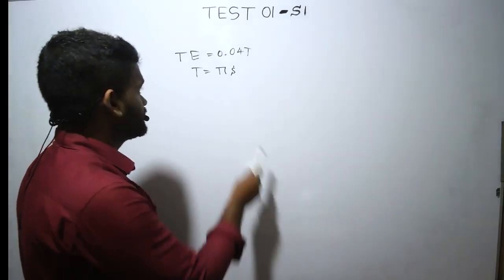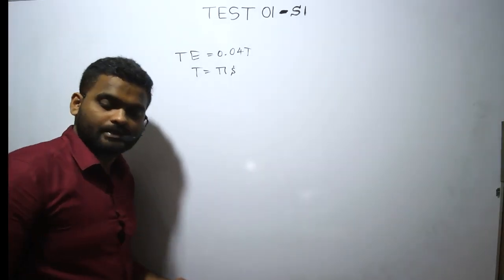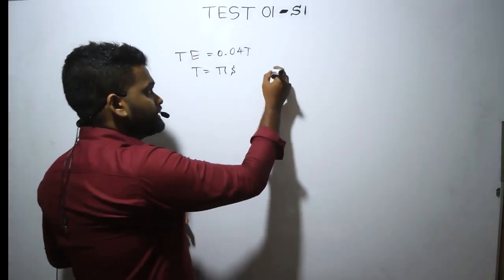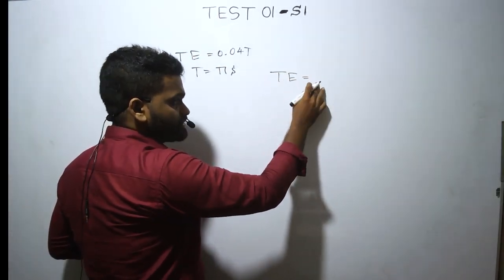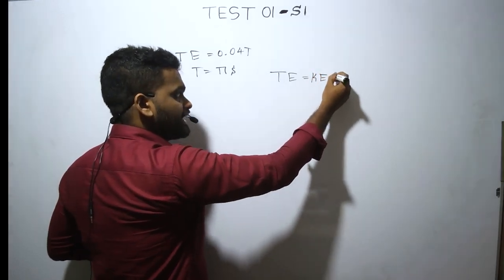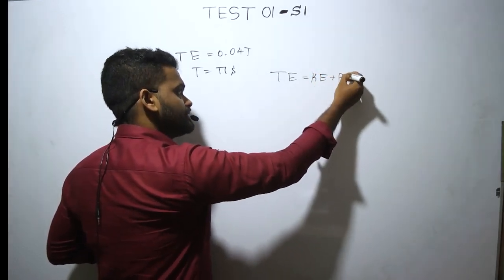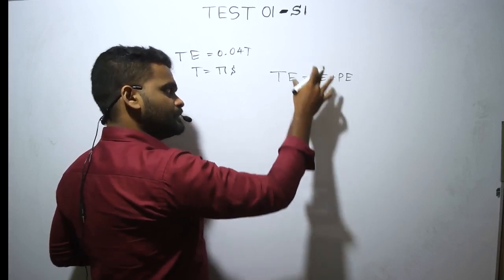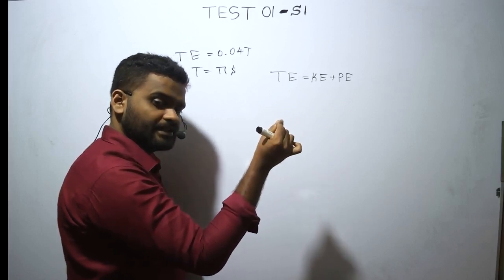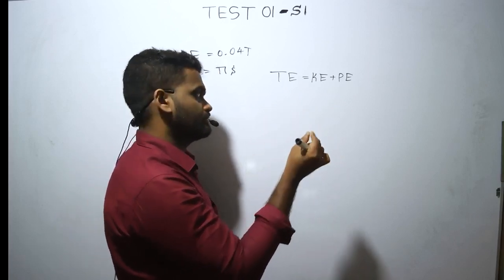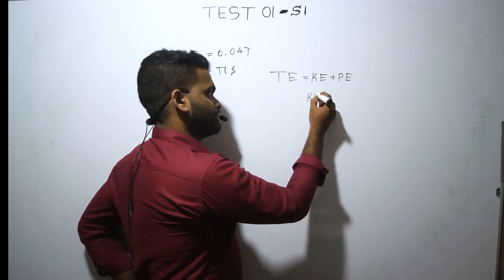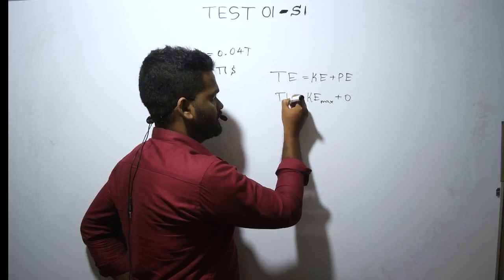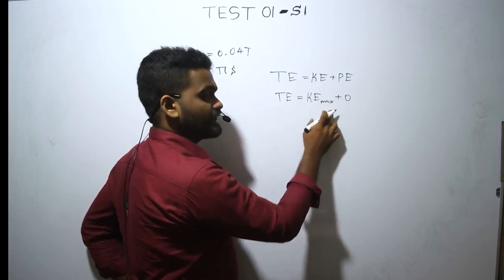So, time period is given. They are asking about amplitude, and the total energy also is given. We know that total energy of simple harmonic motion is equal to kinetic energy plus potential energy, right? When the kinetic energy is maximum, meaning when it is at the center, potential energy is 0. When KE is max, potential energy is 0. In that case, total energy is completely equal to KE max.